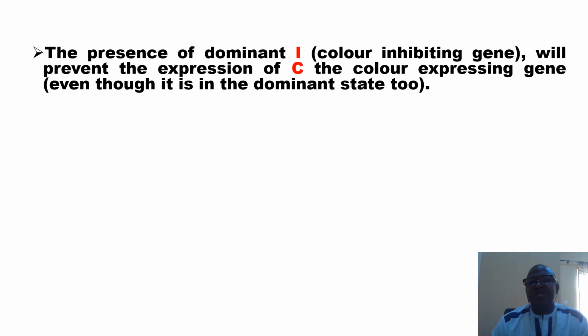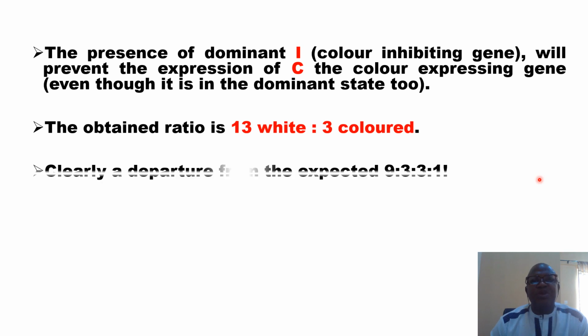So this is the explanation of what happened here. The presence of the dominant I, that's the color inhibiting gene, will always prevent the expression of capital C, which is the color expressing gene. Now, this doesn't matter whether it is in the dominant state also. The obtained ratio we get is 13 white as against 3 colored, which clearly is a departure from the expected ratio of 9:3:3:1.